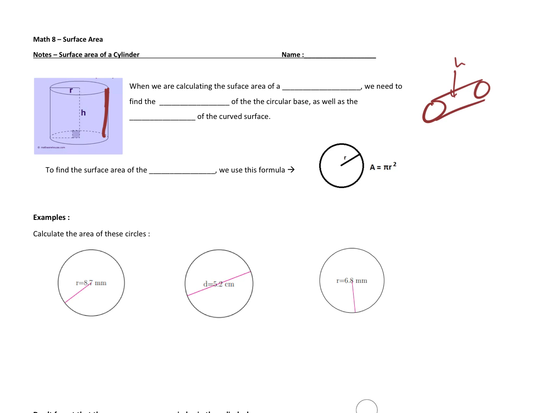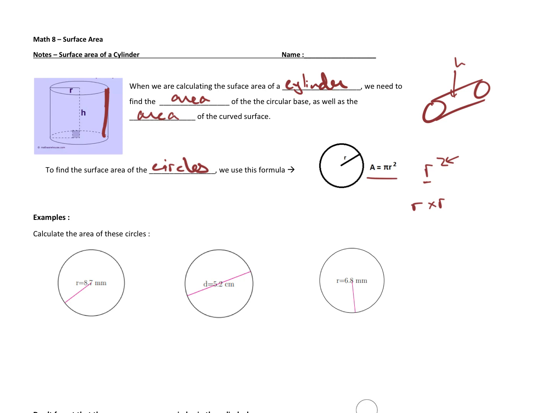When we're calculating the surface area of a cylinder, we need to find the area of the circular bases as well as the area of the curved surface. As we've reviewed already, to find the area of a circle we use the formula A equals pi r squared. Remember, r squared means r times r, not r times 2. So we multiply the radius by itself.